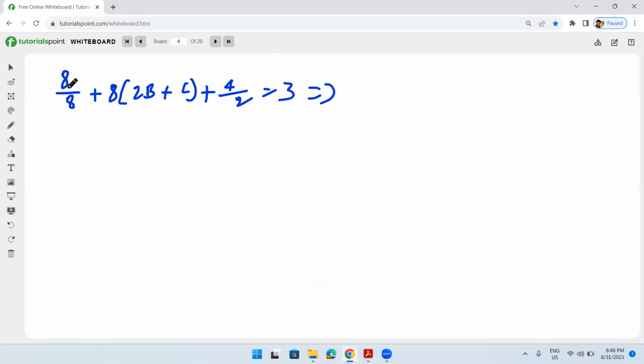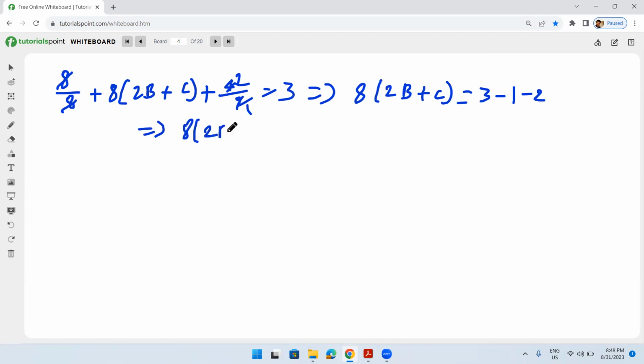Simplification, what do we get here? I'll write only this thing. Okay, we get 8 into 2b plus c is equal to 3 minus, here 8 cancels, we get 1. So minus 1. Here 2 ones, 2 twos. So we get minus 2. So what do you get? 8 into 2b plus c is nothing but 0. So simply we get 2b plus c is equal to 0. Put it as equation 2.